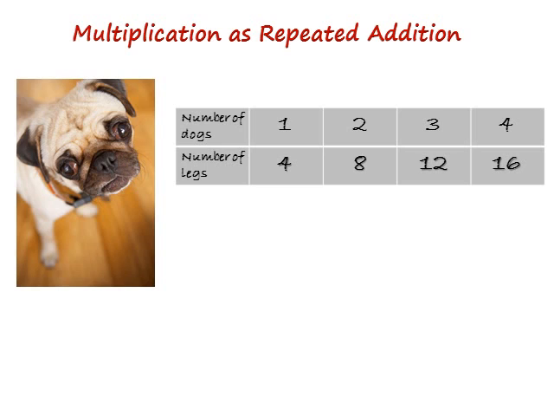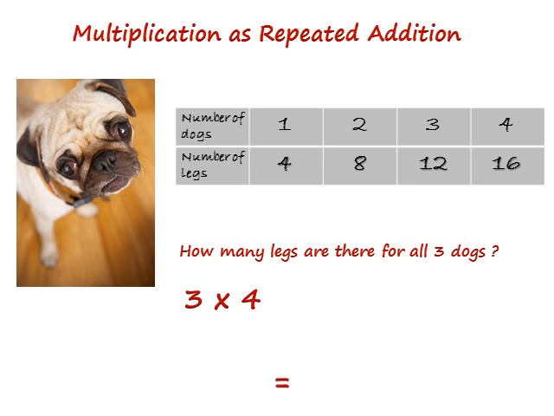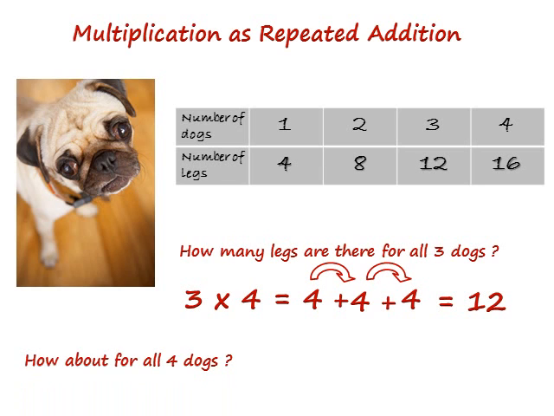But what about if you have 100 dogs? Are you going to count them one by one, or skip count by 4 to get the number of legs? Okay, so let's do this example. How many legs are there for all 3 dogs? It'll just be 4 legs for the first dog, plus 4 for the second dog, plus 4 for the third dog. So there are 12 legs for all 3 dogs. Basically what you need to do is just multiply 3, the number of dogs, times the number of legs for every dog. How about for 4? Therefore it is 4 times 4, which is 16.